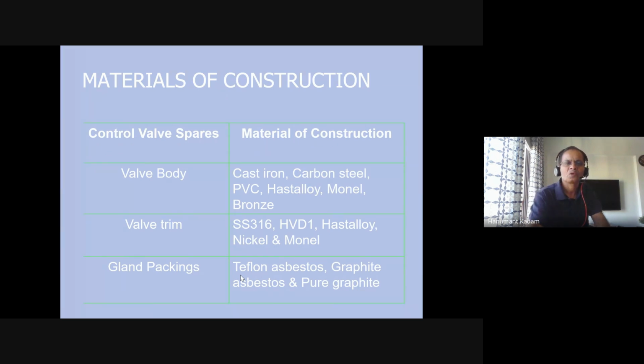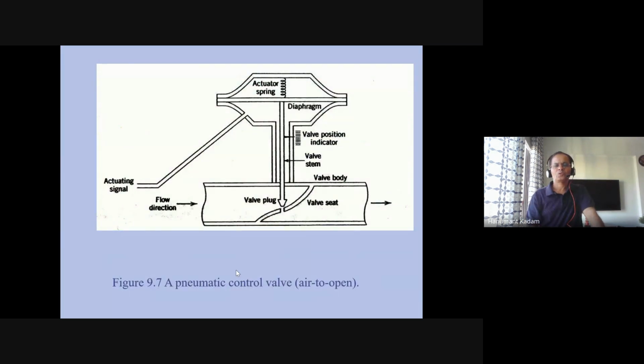So I just want to show you, this is air to open. In the same way, for air to close the actuating signal comes from above and the spring will be down. That is the only change. So in that case the valve will be air to close. The moment the air signal comes, the valve diaphragm pushes the stem down, so the valve gets closed.